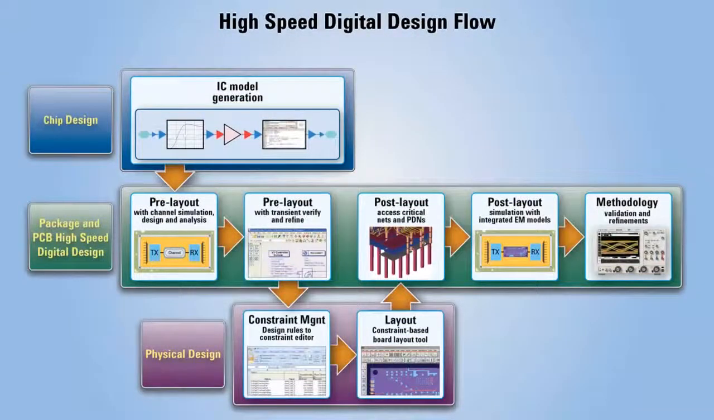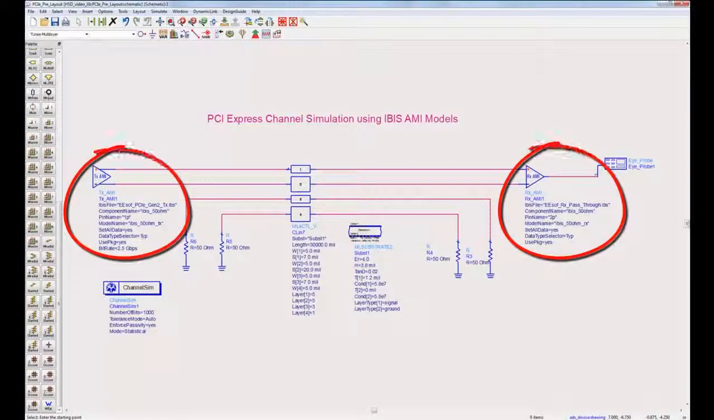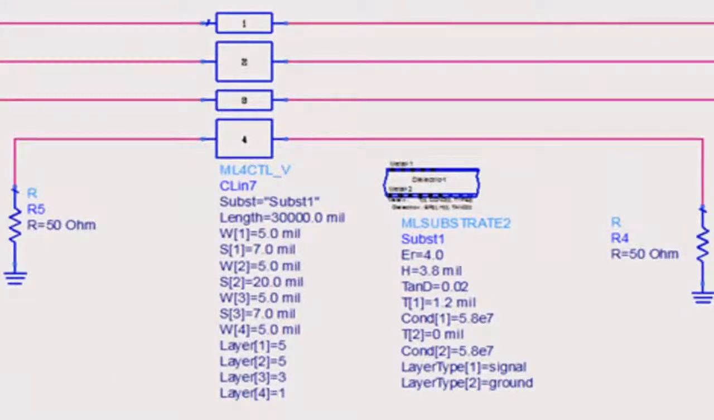Now that we have models of the transmit and receive ICs, let's look at using the Advanced Design System, or ADS, for pre-layout design and analysis. Here's an ADS schematic ready for pre-layout simulation. Notice the IBIS AMI models of the SerDes transmitter and receiver generated using the process in the previous step. The schematic also includes a model of 4 coupled traces. The trace models in ADS allow you to model traces on multiple layers with variable width and spacing. This allows you to optimize these important parameters in pre-layout scenarios.